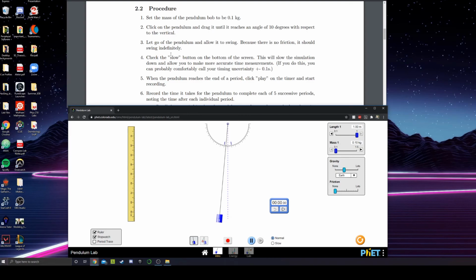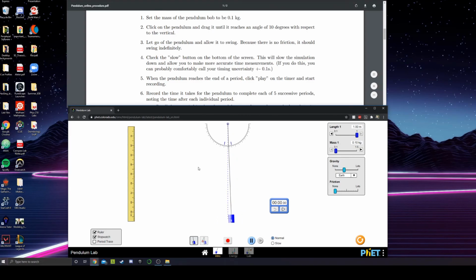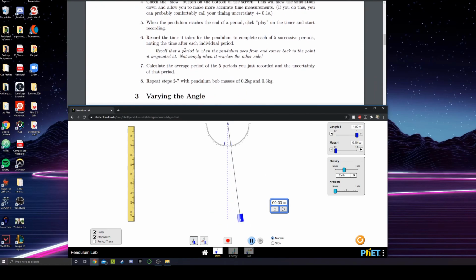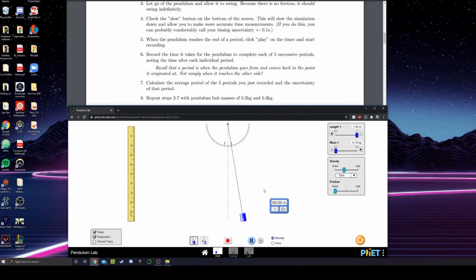So we're going to let it swing a little bit, and now it says to let go and let it swing. Because there's no friction, it should swing like this indefinitely. Which, if we sat here for 20 minutes, you would probably be fairly convinced of that. But I'm not gonna make you do that.